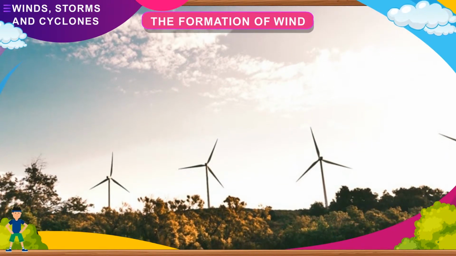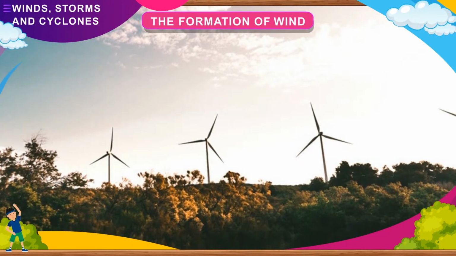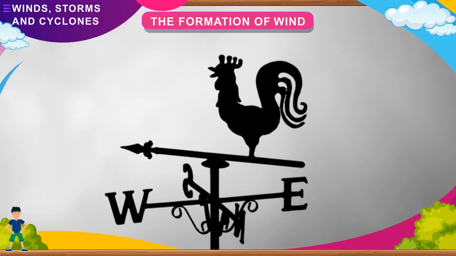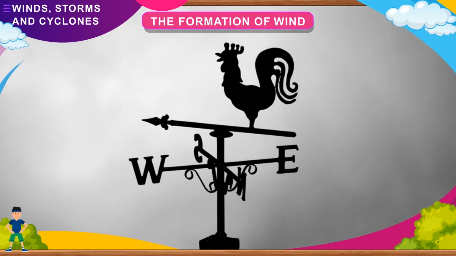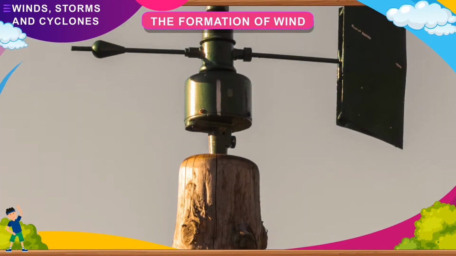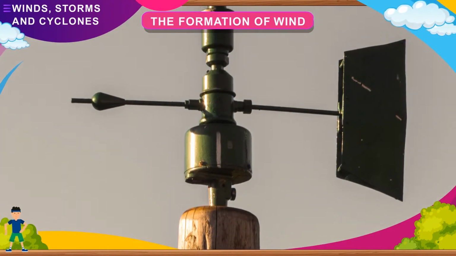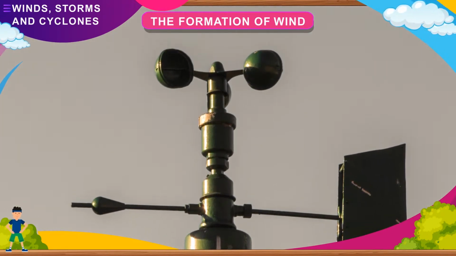When the speed of the moving air is slow, it is called breeze, and if it is high, it is called storm. The direction of wind is determined by a wind vane. The speed of the wind is determined by a device called an anemometer. Anemometers are of two types, cup anemometer and propeller anemometer.